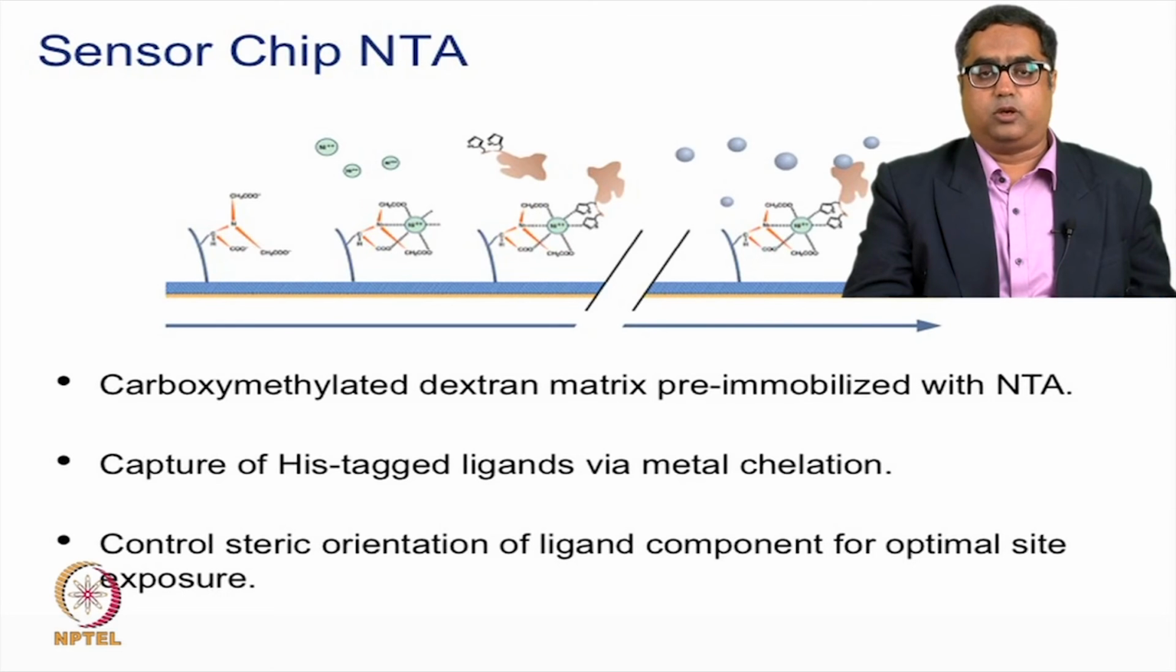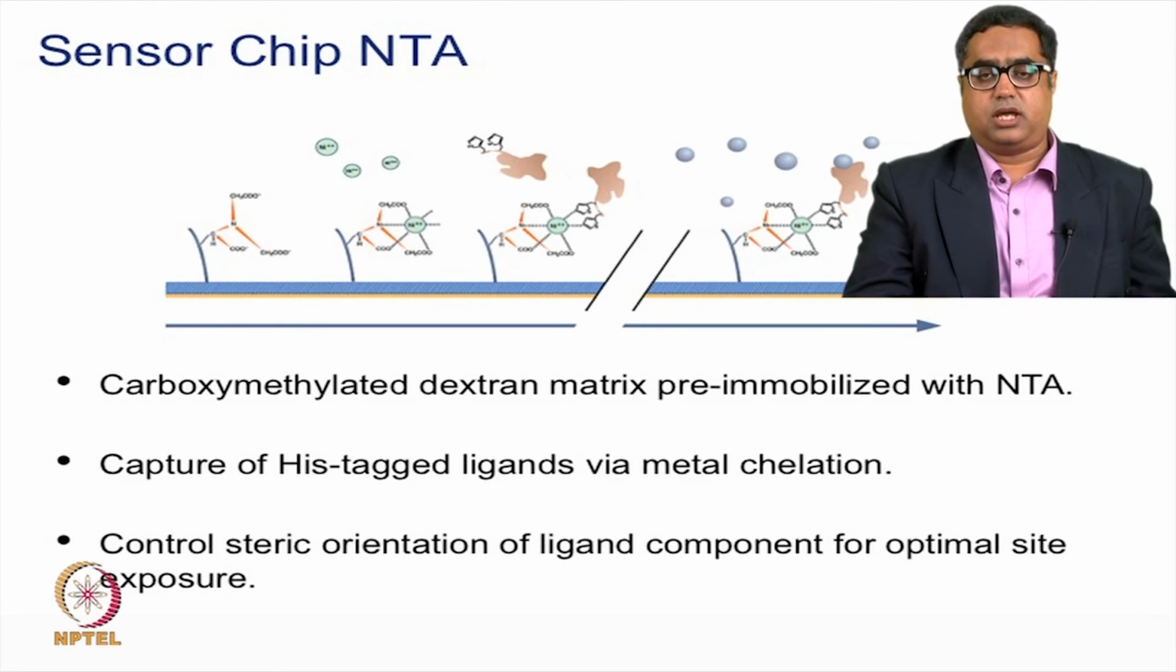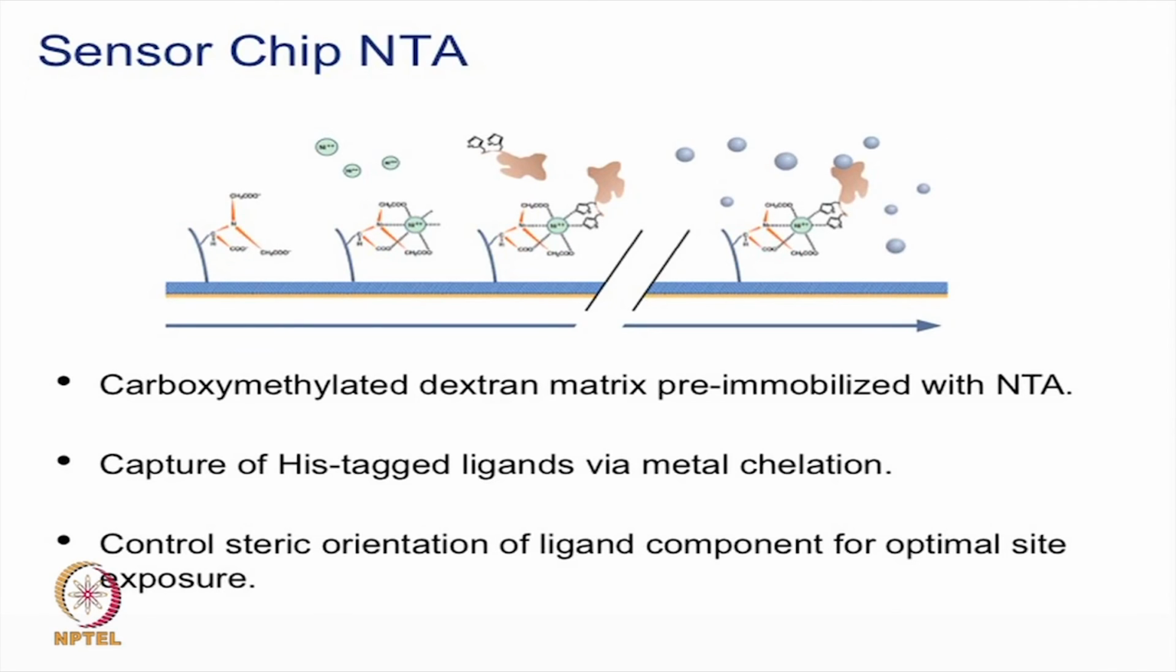So, proteins that are recombinantly expressed with these tags can be captured on NTA surfaces for interactions with other analytes, either proteins or complex molecules. These histidine tagged molecules bind to NTA when the NTA is charged with nickel solutions or copper solutions. And these molecules generally help to control the steric orientation of the ligand for optimal exposure of your ligand.